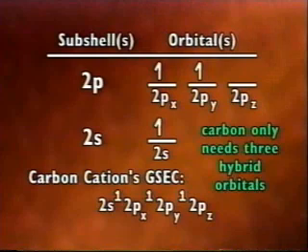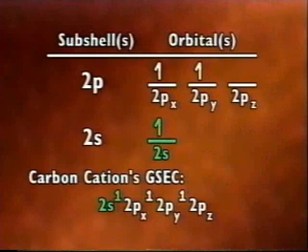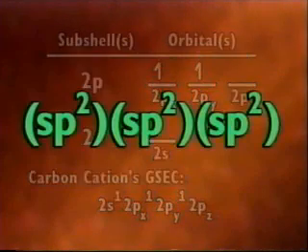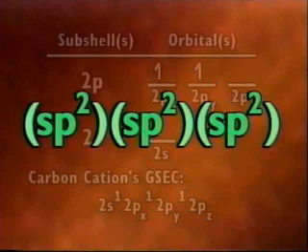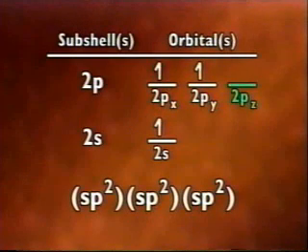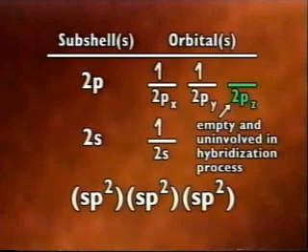But there are only 3 electrons to go around, and the carbon only needs 3 energetically equivalent hybrid orbitals. So the 2s orbital is combined with 2 2p orbitals to form 3 hybrid sp2 orbitals. They are called sp2 because they're formed from 1 s and 2 p orbitals. The third p orbital, 2pz, remains empty and uninvolved in the hybridization process.